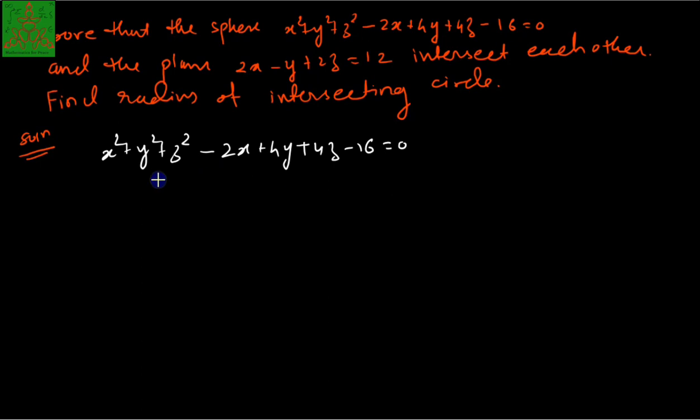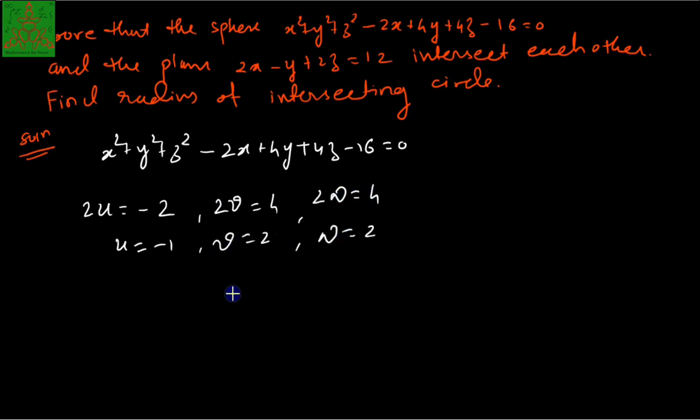Comparing this equation with the standard equation, 2u equal to minus 2, so u will be minus 1. 2v equal to 4, so v will be 2, and 2w equal to 4, so w will be 2, and the value of d is minus 16.